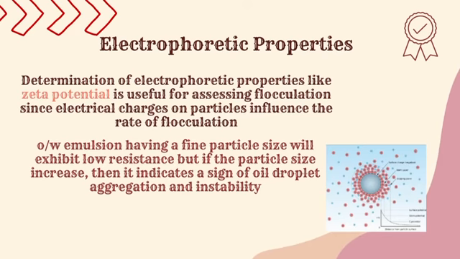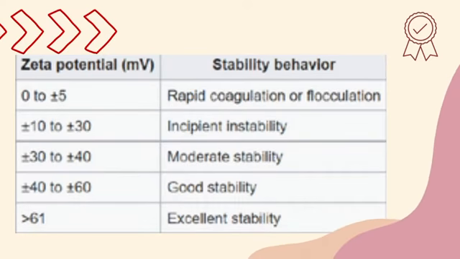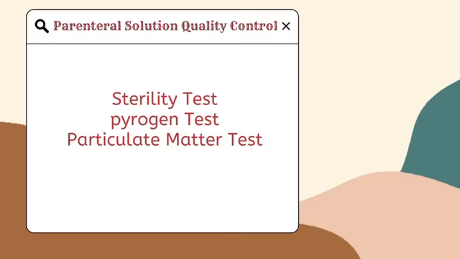Electrophoretic properties. The determination of the electrophoretic properties, such as the zeta potential, is very useful to assess the flocculation or rate of the emulsion, especially if the particle size is large. This table shows the effect of the zeta potential value on the stability of the emulsions. As an example, if the zeta potential is more than 61, it means that we have an excellent stable emulsion.